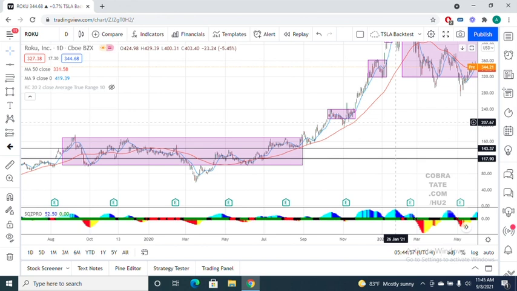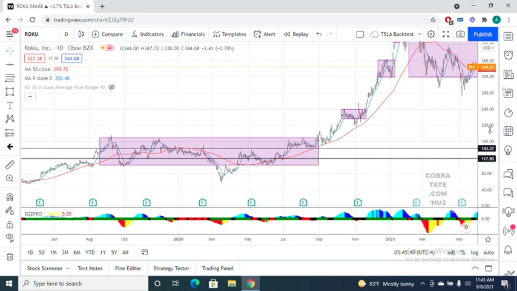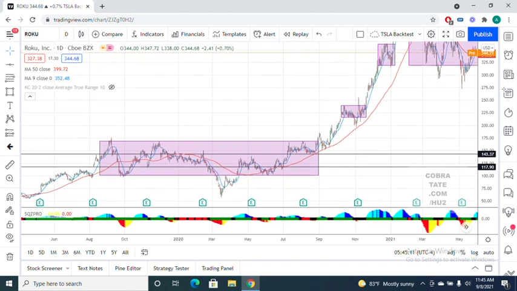Once you know how I use the 9 and 50 moving averages, let's look at the different kinds of boxes, and you will understand why I picked these two. All right, so let's take Roku as the first example. You will see this massive box. All right, let's begin with this.